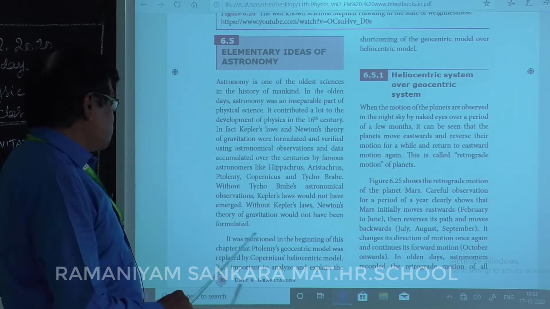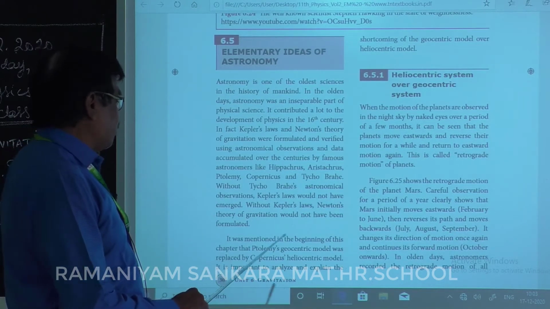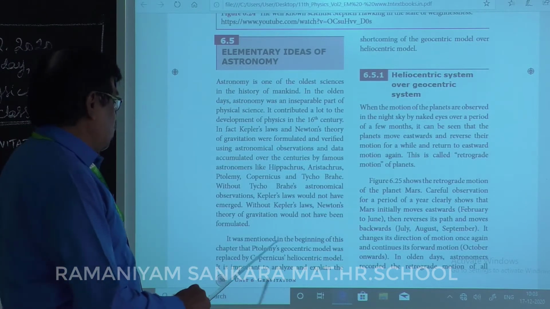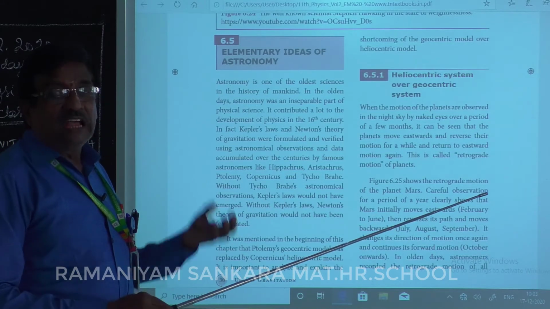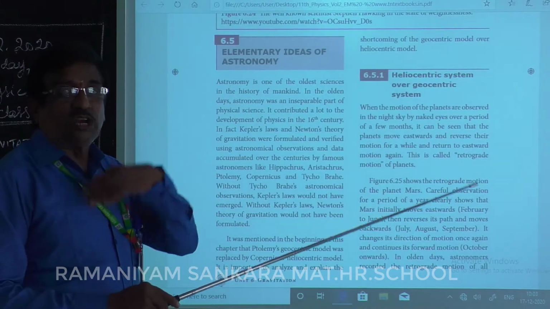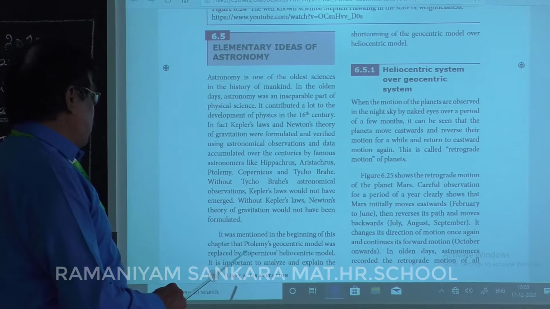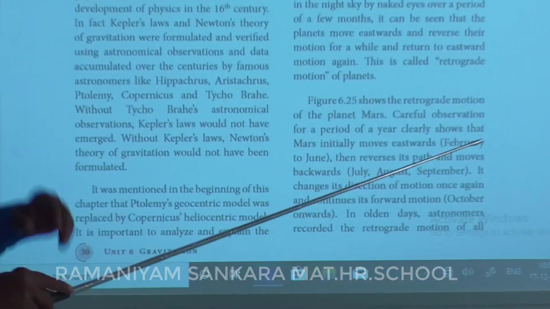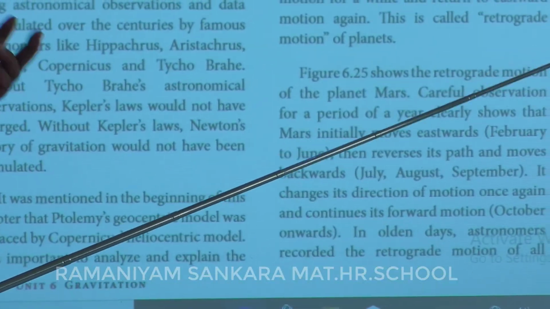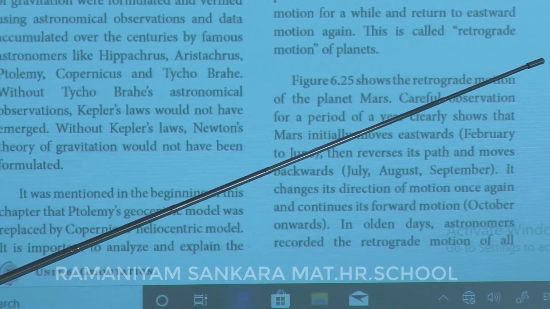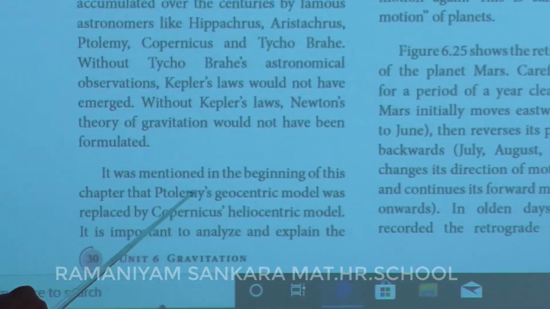It was mentioned in the beginning of this chapter: Ptolemy's geocentric model. What is the geocentric model? Earth is at the center, and all other planets are revolving around it. It was replaced by Copernicus's heliocentric model, because they proved the geocentric model wrong. In the heliocentric model, the sun is at the center and all the planets are revolving around it. That was given by Copernicus.